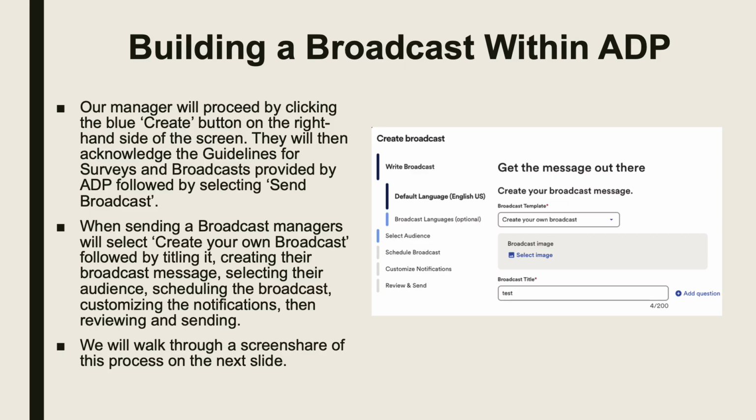Next, we're going to go over how to build a broadcast within the ADP system. Similar to the surveys, our managers will proceed by clicking the Create button on the right-hand side of the screen, but instead of clicking Create Survey, we're going to select the Send Broadcast option instead. When sending a broadcast, managers will select Create Your Own Broadcast, followed by titling it, creating their broadcast message, selecting their audience, scheduling the broadcast, customizing the notifications, then reviewing and sending. We will walk through a screen share of this process in the next slide.